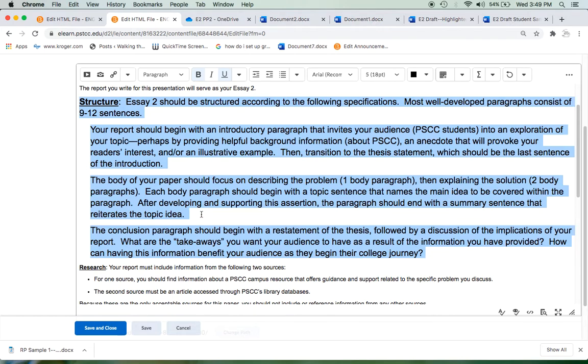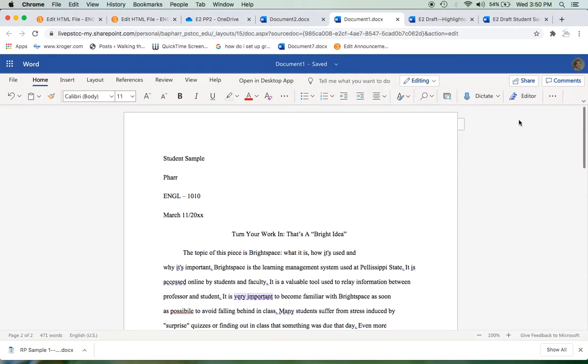And then within those body paragraphs, you start each one with a topic sentence with the main idea, and then you develop and support that assertion, and then end with a summary sentence. And then the conclusion talks about the broader ramifications or takeaways for other college students. So we're going to look at body paragraphs, and let's take a look at this student draft.